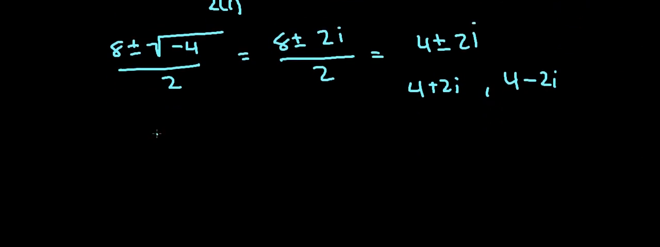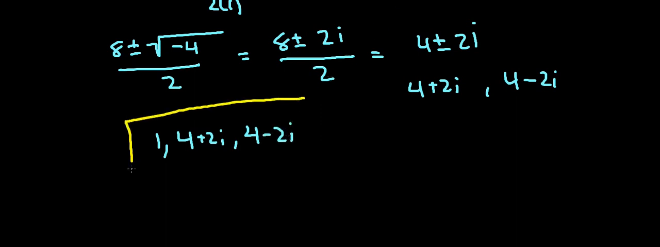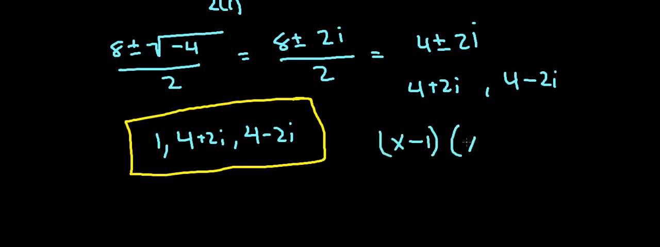Now our zeros were 1, 4 plus 2i, and 4 minus 2i. Or if we want to write this out as a series of linear factors, we can write it out as x minus 1 times x minus 4 minus 2i times x minus 4 plus 2i. That's a little bit scrunched. Or we can write it out like that. Either way is fine.